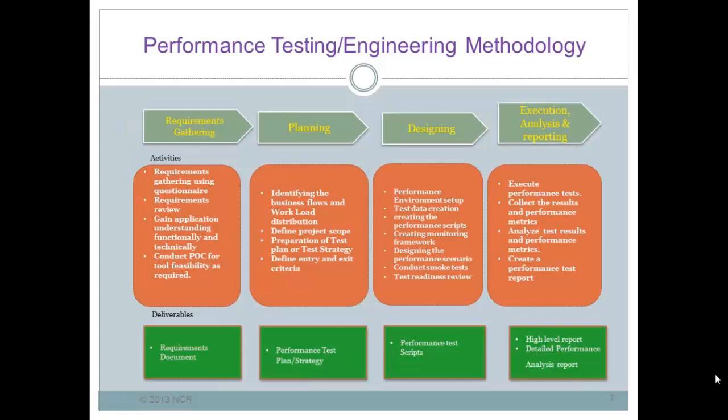Conduct a smoke test. Before procuring the license, we need to have a smoke test with 5 or 10 users on each script, and we have to verify that all the scripts are working fine, and we can upload the scripts into the controller and do the performance testing. Then test readiness review. After completing all of the above activities, we need to verify the test readiness review, and if we feel that it's comfortable, then we can close that phase.